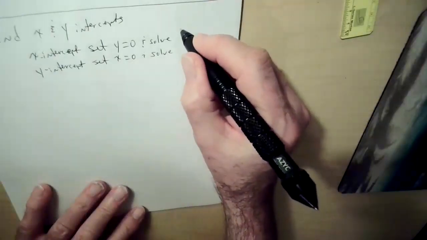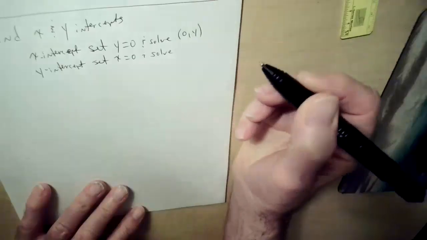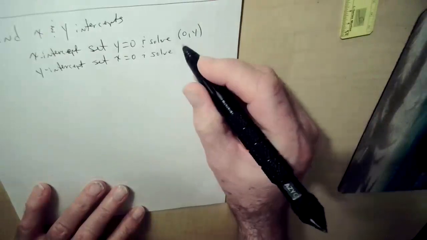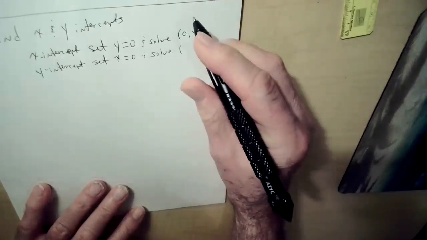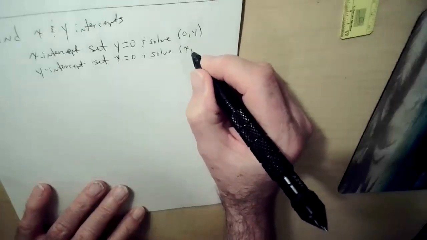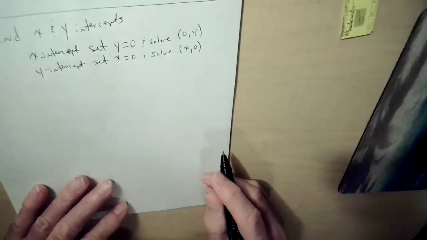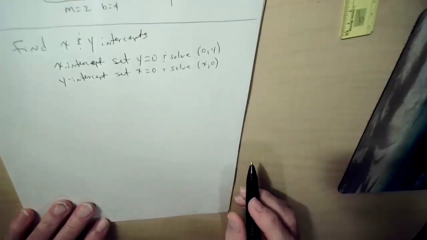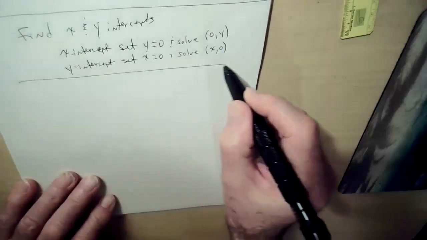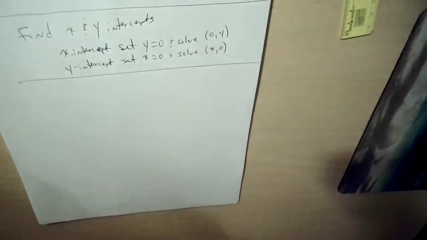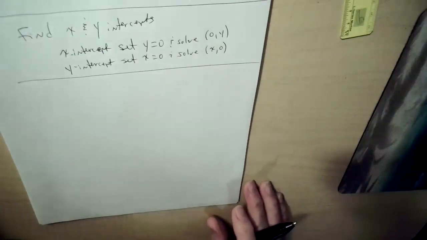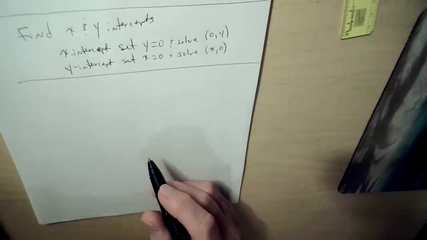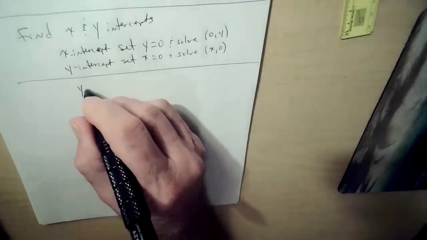And so the y-intercept will always be in the form 0, comma y. The x-intercept will always, I know always is a long time, be in the form x, 0. Okay? I tell you, when I do this, I have to draw pictures because I'm stupid. You're not stupid, but if I were you, I would draw pictures. That way you can make certain.